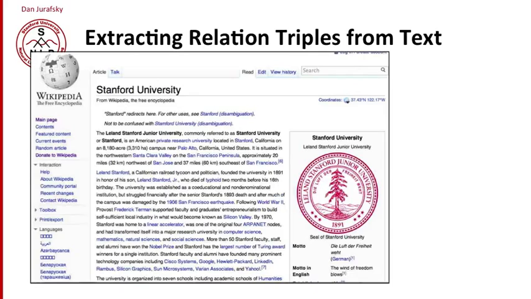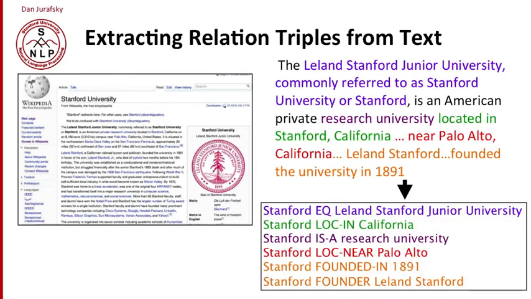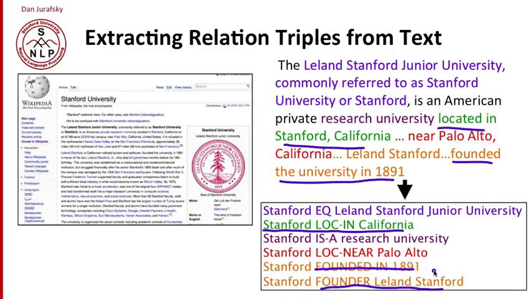So for example, imagine the following Wikipedia page about Stanford University. Taking a sentence like, the Leland Stanford Junior University, commonly referred to as Stanford University, and so on. From these fragments of sentences, we'd like to extract relations like the following: that Stanford is located in California, and we get that from located in Stanford, California, or founded in 1891, the university was founded in 1891, and the founder was Leland Stanford. So from this kind of text, our job is to extract individual relations between the entities in the text.